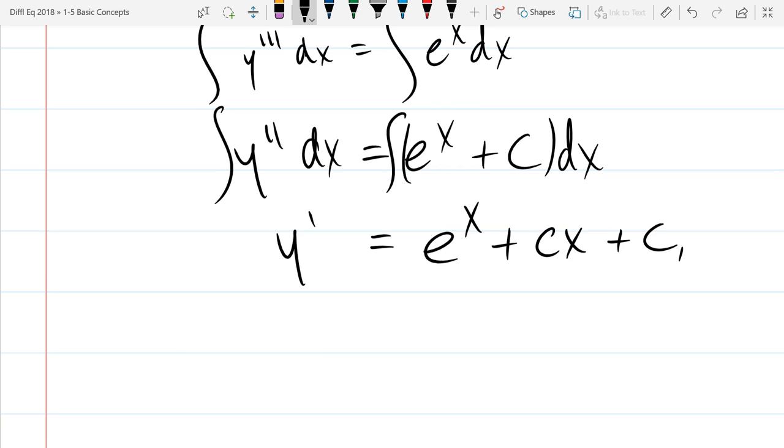So from here, I still want to solve for y, so we do the exact same thing again. At this point, the pattern should be somewhat clear.